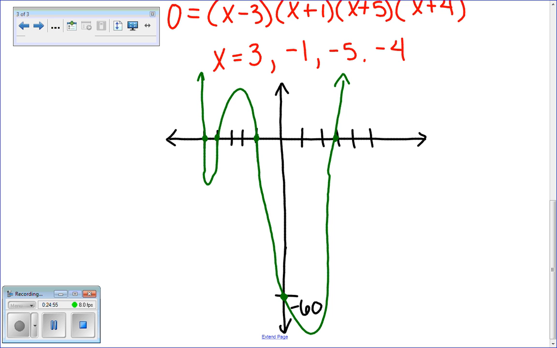Y-intercept. That's very important that a lot of my students forget. So if you're asked to graph like this, you don't need to worry about maximums and minimums. Just worry about your zeros and your y-intercepts.